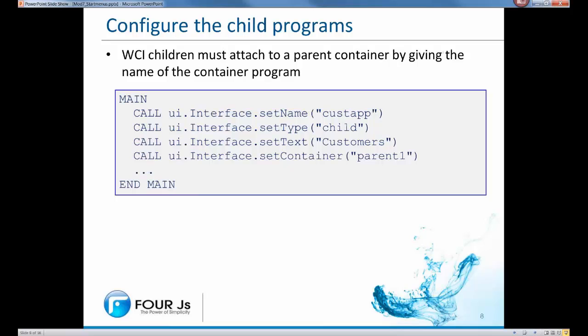That set up the parent. Now I have to deal with all my applications that I want to be children. And in each one of these application files, I'm going to have to go in, do my UI.interface. I give it a name. I say that it's a type of a child. I can give it a text if I want, but then I have to say what its container is going to be. So if you remember in the last program, it was a container of the name parent. Here I'm saying this is going to be a child of that parent1 container. And I would go in and modify each of my programs to add this information.